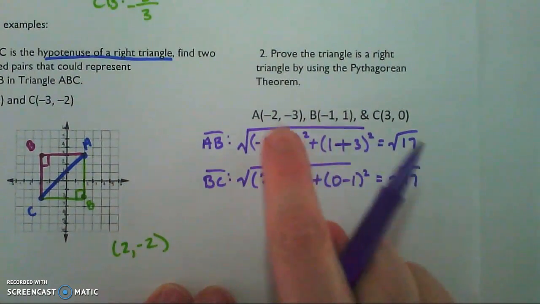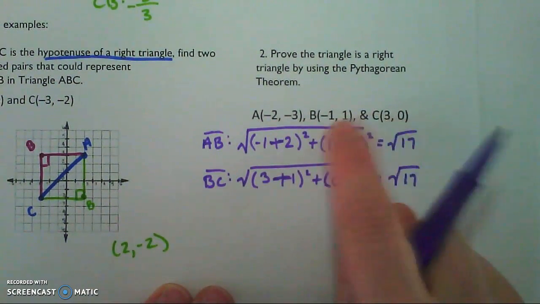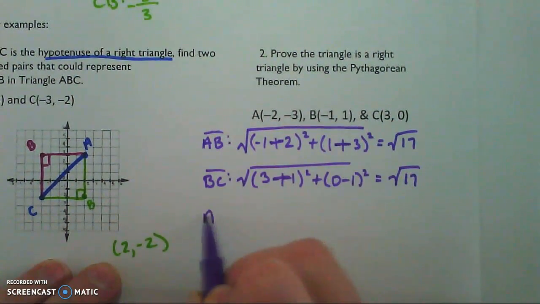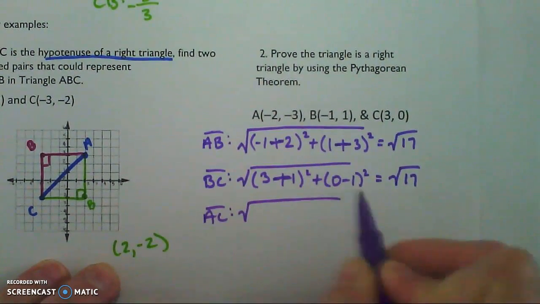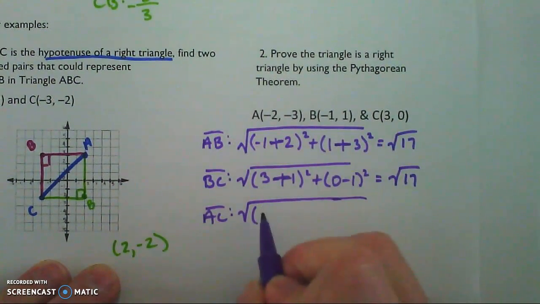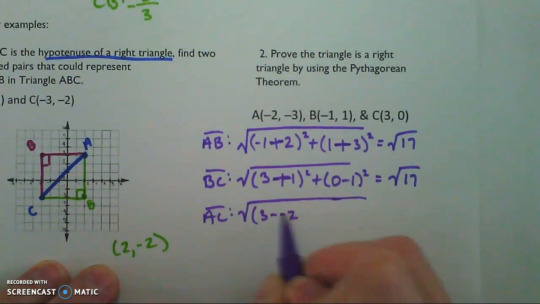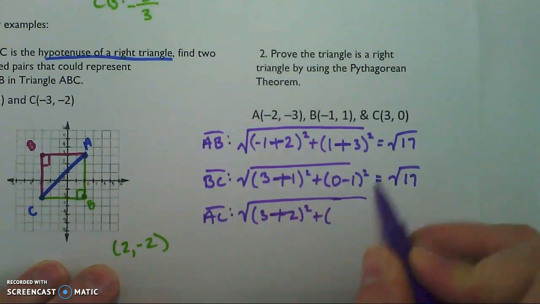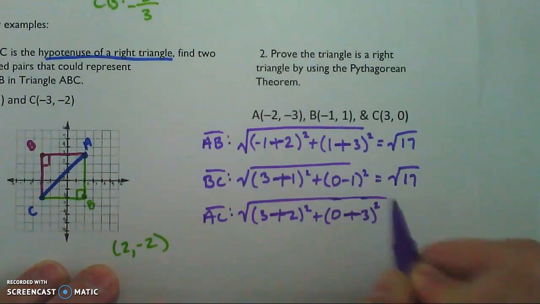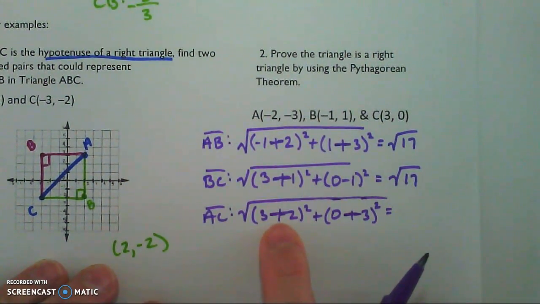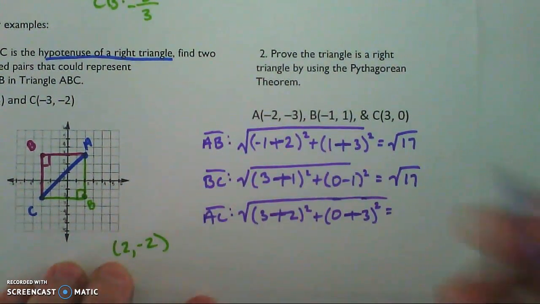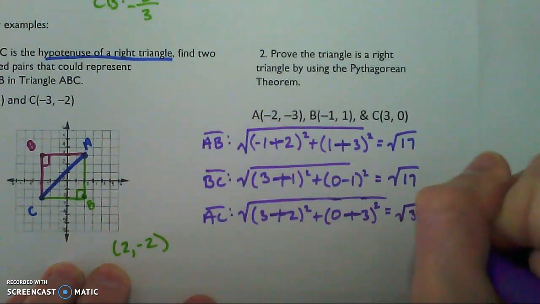And then lastly, so you've done side AB, side BC. The last side of the triangle would be side AC. So for AC, we'll do this as our 1s, this is our 2s. So we'll say 3 minus -2, which is plus 2. And then 0 minus -3 would be plus 3. 3 plus 2 is 5. 5 squared is 25. 0 plus 3 is 3. 3 squared is 9. So 25 plus 9 is going to be the square root of 34.